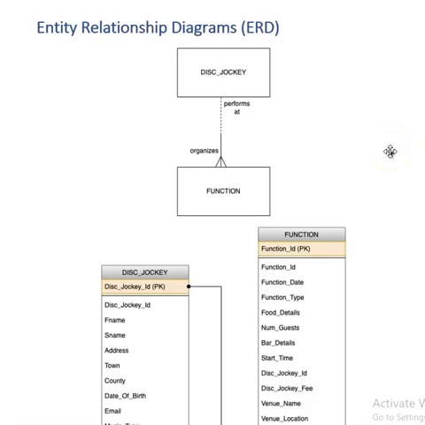Hello everyone, let's see how to perform linear regression in SQL. Before we proceed further, let's understand the entity relationship diagram. It contains two tables. One is a parent table called jockey, and the other is the child table called function.